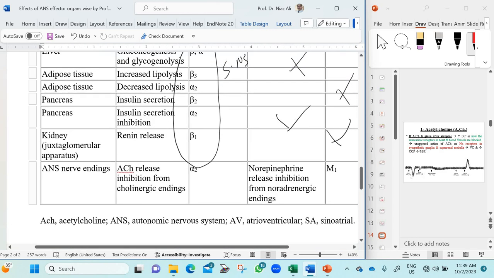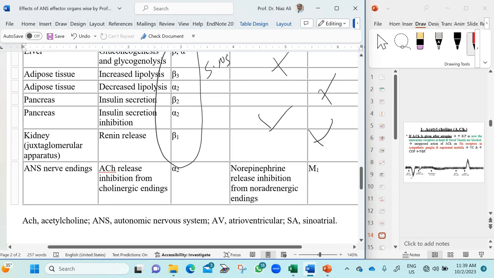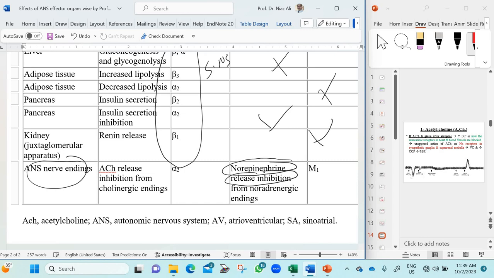I'm very interested in the autonomic nervous system nerve endings. Here there is norepinephrine release inhibition from the adrenergic nerve ending, and this is through the M1 receptors. So on the autonomic nervous system nerve endings, there will be M1 receptors, and this M1 receptor is going to inhibit norepinephrine release from the adrenergic nerve ending.